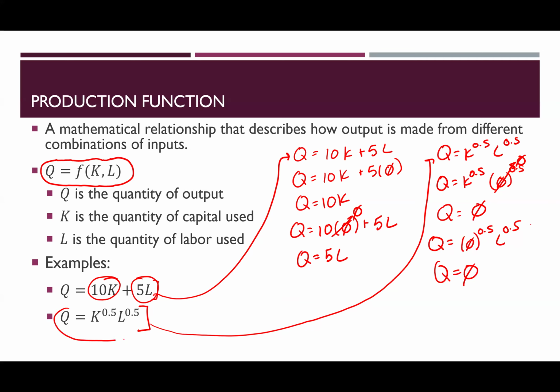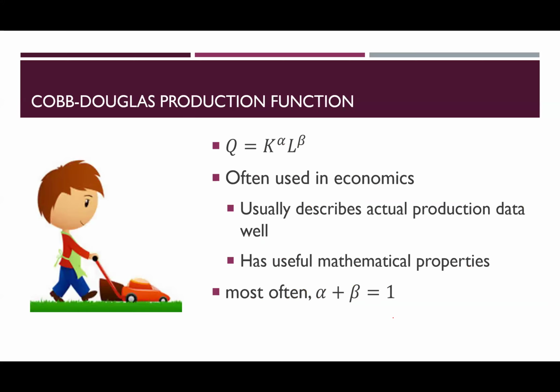And that's what our Cobb-Douglas production function shows. And for the most part, that's going to be true for any production function. You need some capital and some labor. Very rarely can you only use one input and still produce output.